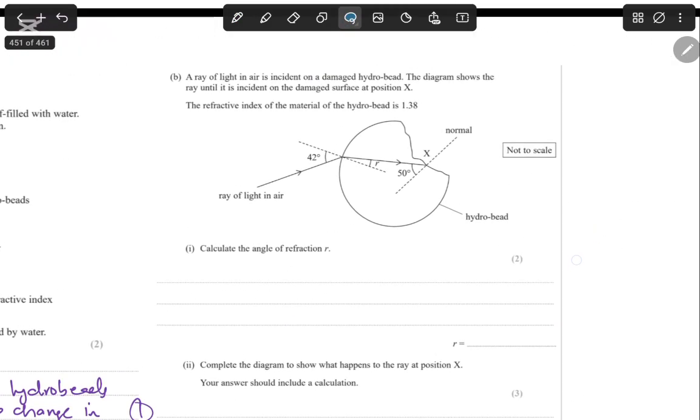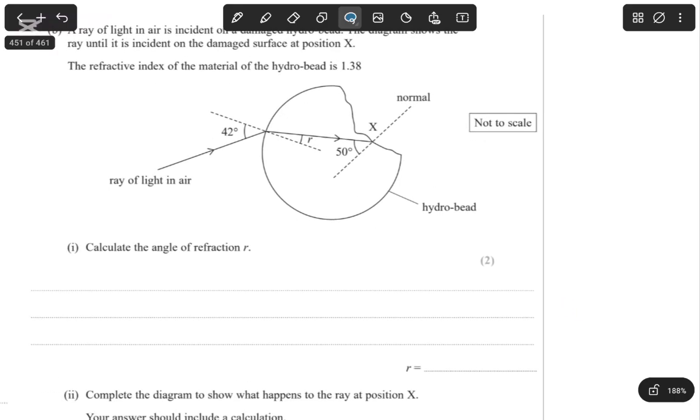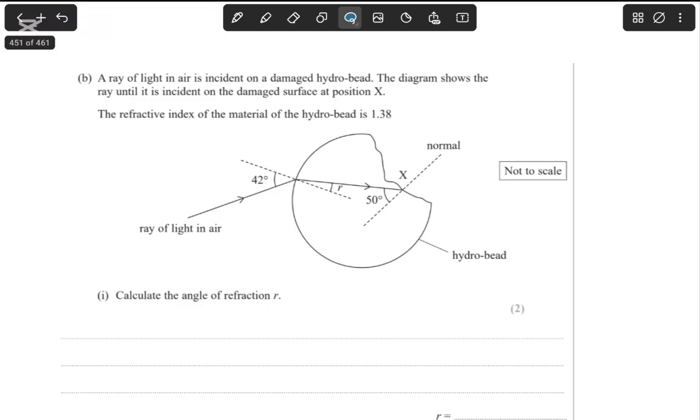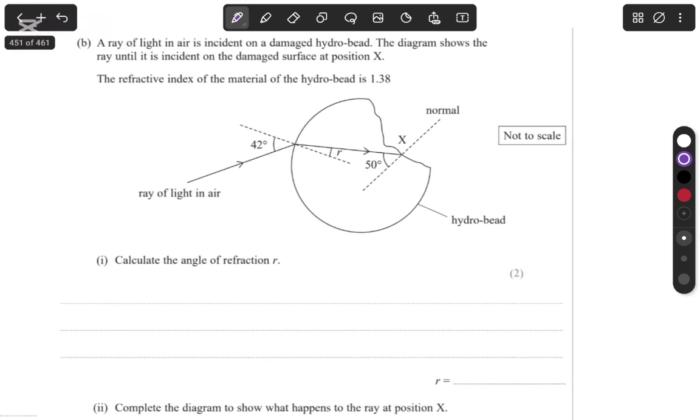The next 2 parts are calculation parts. So we have I and II, and let's just do this. This doesn't appear to be that hard. A ray of light in air is incident on a damaged hydro bead. The diagram shows the ray until it is incident on the damaged surface at position X. The refractive index of the material of the hydro bead is 1.38. Calculate the angle of refraction.